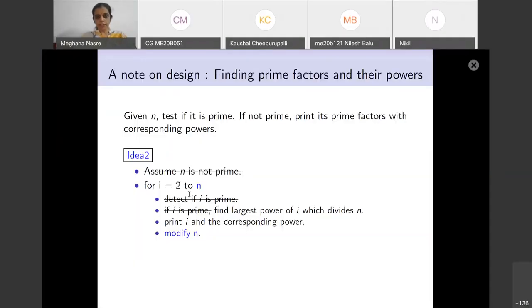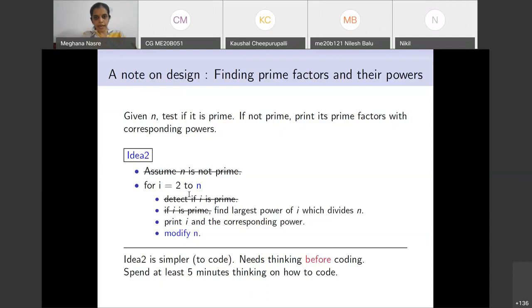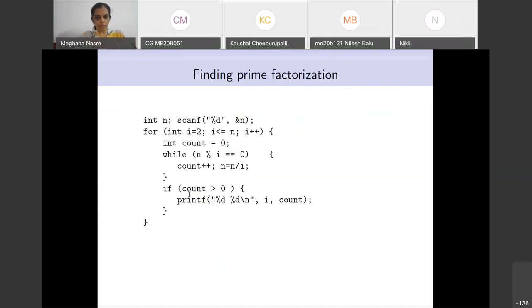Okay, so now that we have seen this first idea being implemented, it was time for us to see the second idea being implemented. And as we already agreed in the last class itself, idea 2 is simpler to code, but it requires thinking before coding. So I hope all of you got some time to think about how you can code it.